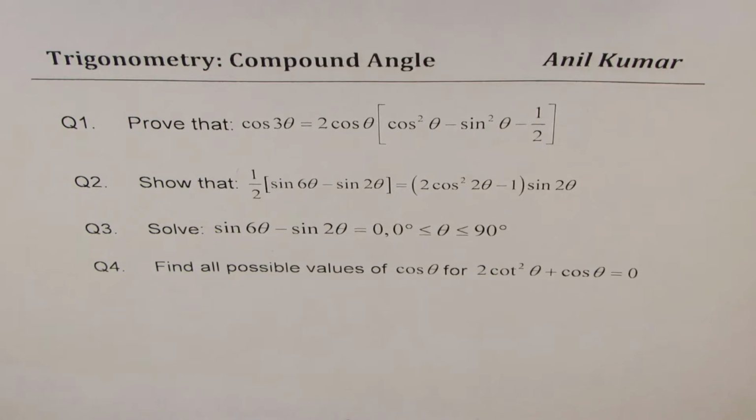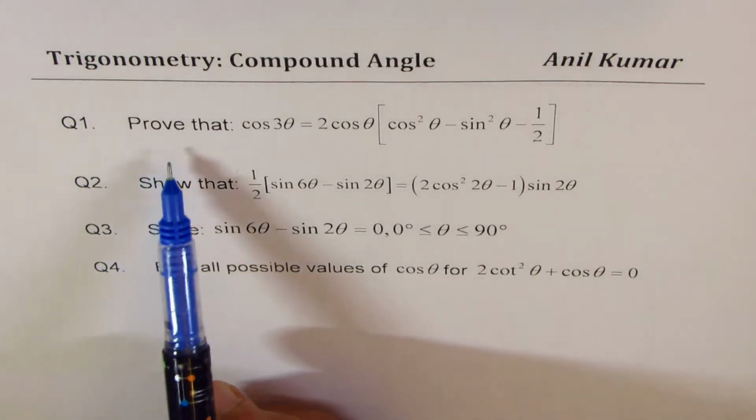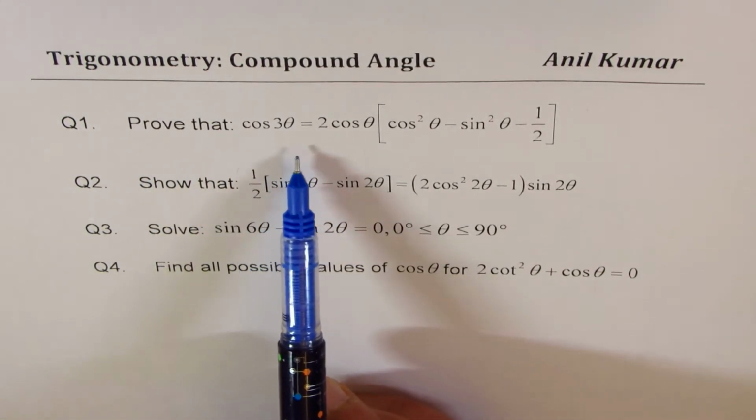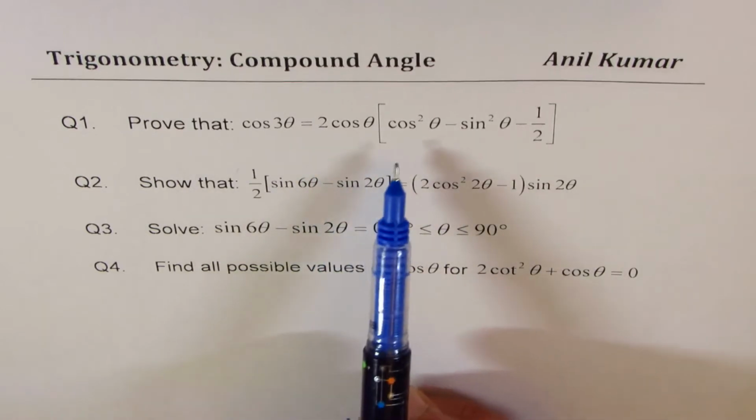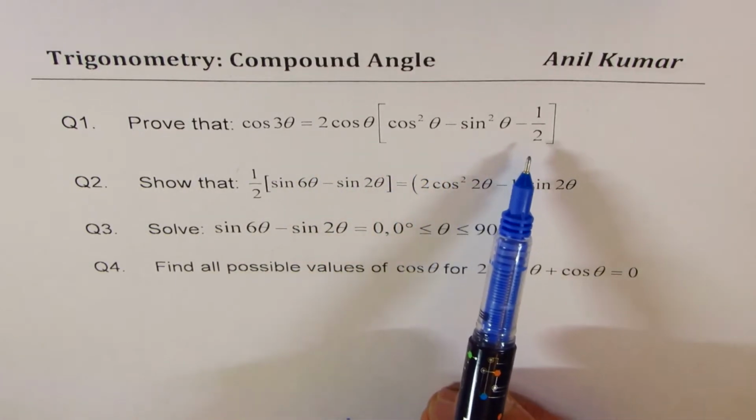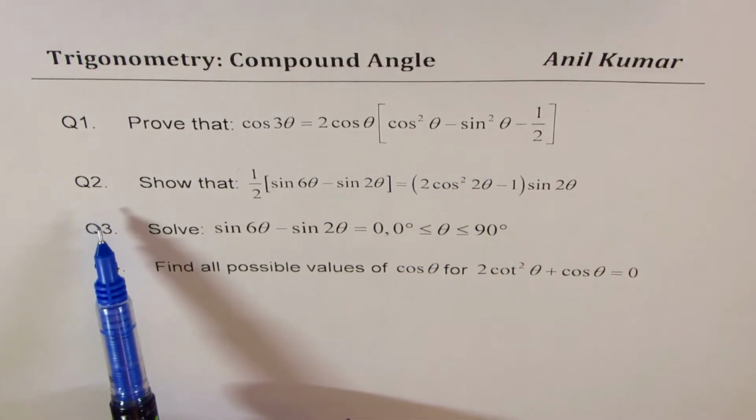Now, with the help of all the subscribers and viewers, my focus has changed to not creating problems but finding creative solutions. So we have 4 questions here. The first one is, prove that cos 3 theta equals 2 cos theta times (cos square theta minus sin square theta) minus half.